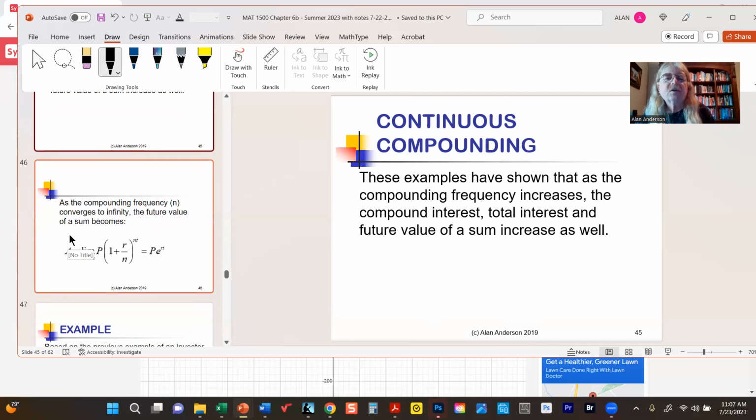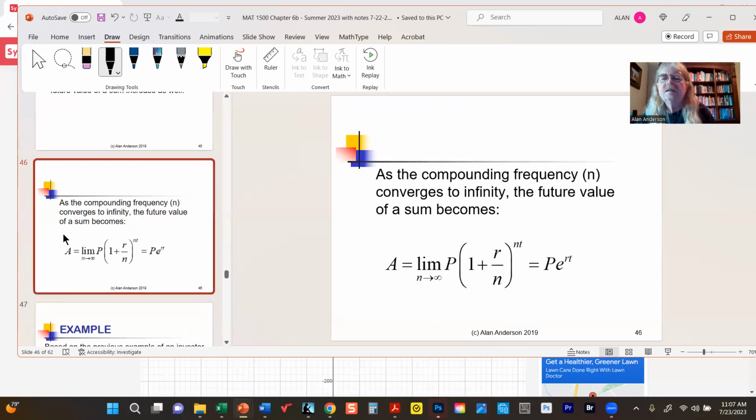And in fact, I'm going to show you the limit on the next page, and you'll see exactly what I mean. Oh yeah, that should look familiar. P e to the r t power. It's an exponential growth function. Okay, so remember, we started out by saying that an exponential growth function looks like this.